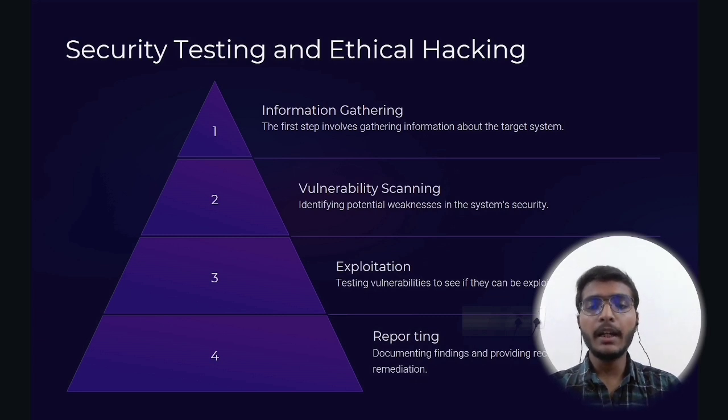This is a pyramid diagram. First part of the diagram is information gathering. The first step involves gathering information about the targeted system. Second step is vulnerability scanning, identifying potential weaknesses in system security. Third one is exploitation, testing vulnerabilities to see if they can be exploited. And fourth and final one is reporting, documenting findings and providing recommendations for remediation.